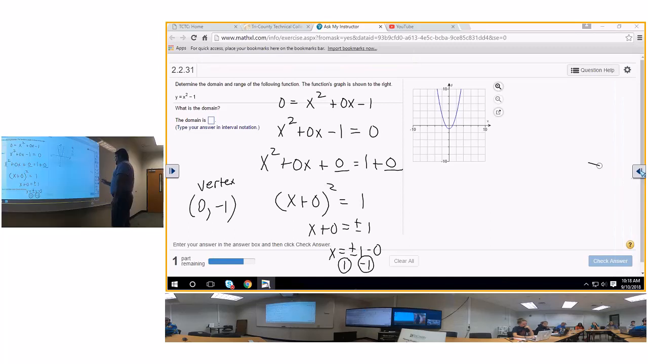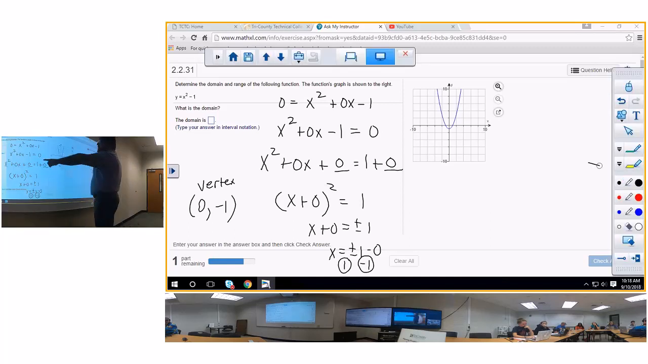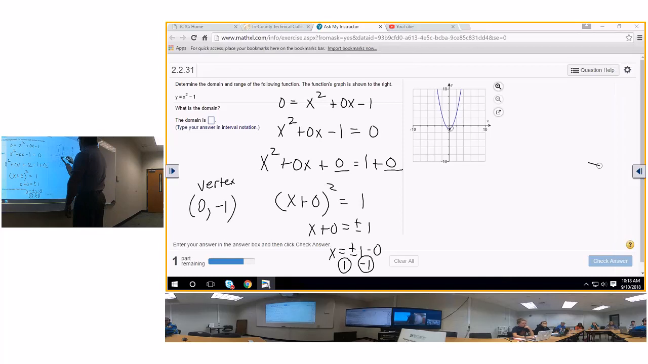And now we can sketch the graph. What's our vertex? 0, negative 1. The x-intercepts are 1, 0 and negative 1, 0. What's our y-intercept? Negative 1. So there it is. Is it a function? Yes, it is a function.